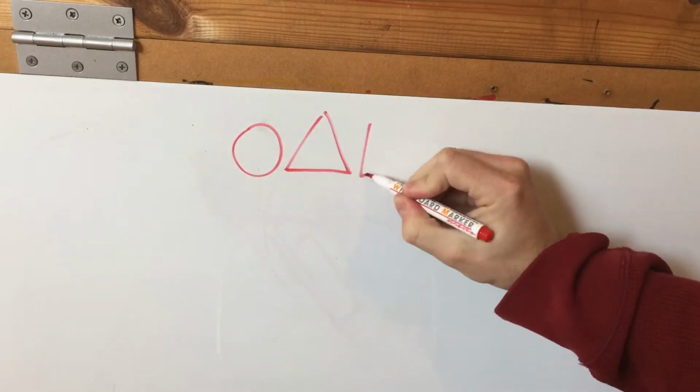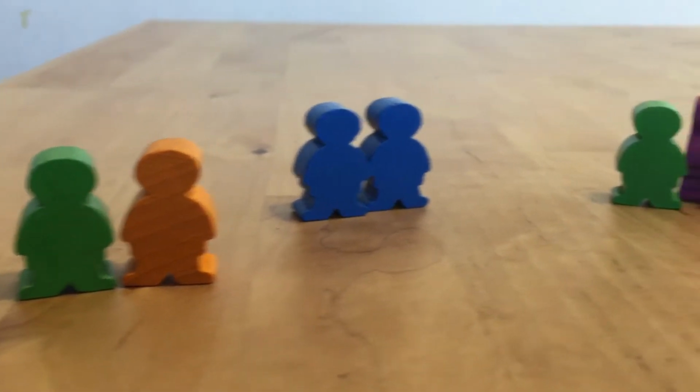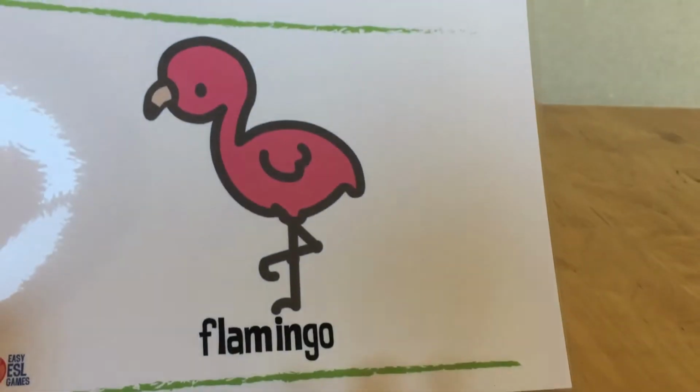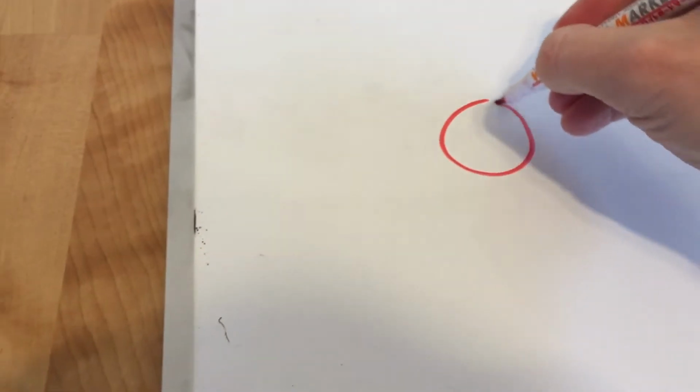Here's how to play. Quickly review some shapes. Put the students into pairs or groups of 3. Show each group a different thing to draw. Each team has 1 minute to draw that card on a whiteboard or a piece of paper. The catch is, you can only draw using shapes.